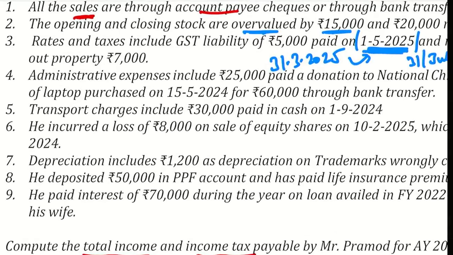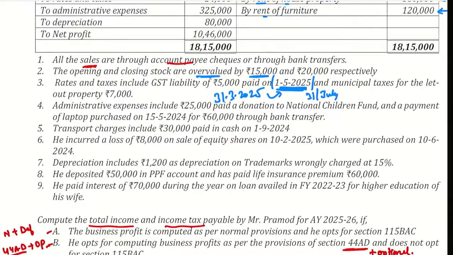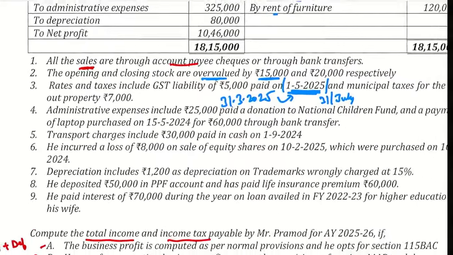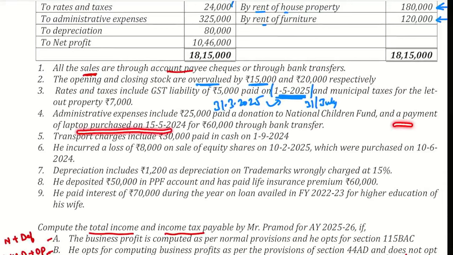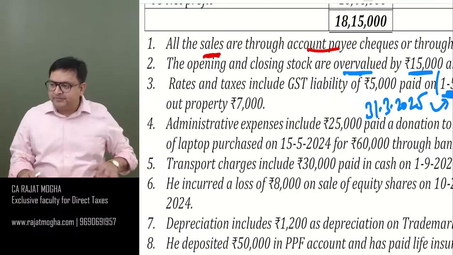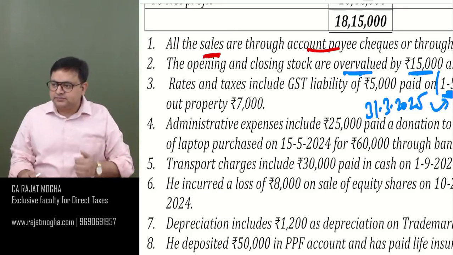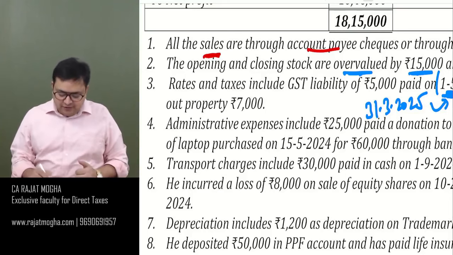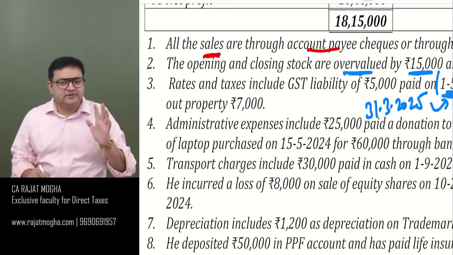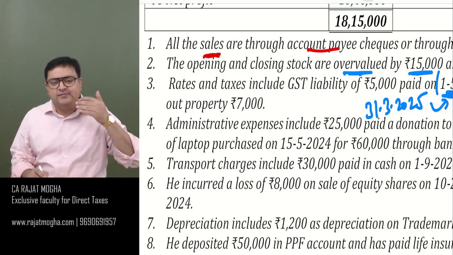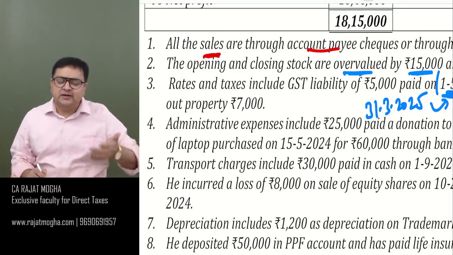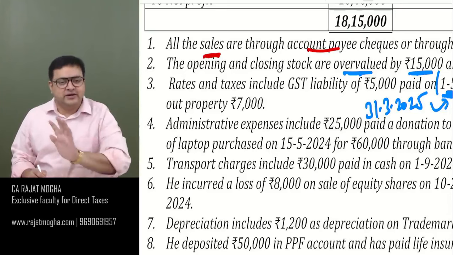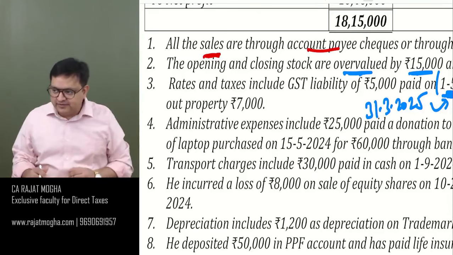Next, the fourth point says administrative expenses include 25,000 paid as a donation to the National Children Fund, and a payment for a laptop purchase on this date for 60,000 through bank transfer. In the fourth point, they are telling us about two or three adjustments. We'll do them one by one. If a particular statement contains two or three adjustments, don't treat them together, treat them one by one.